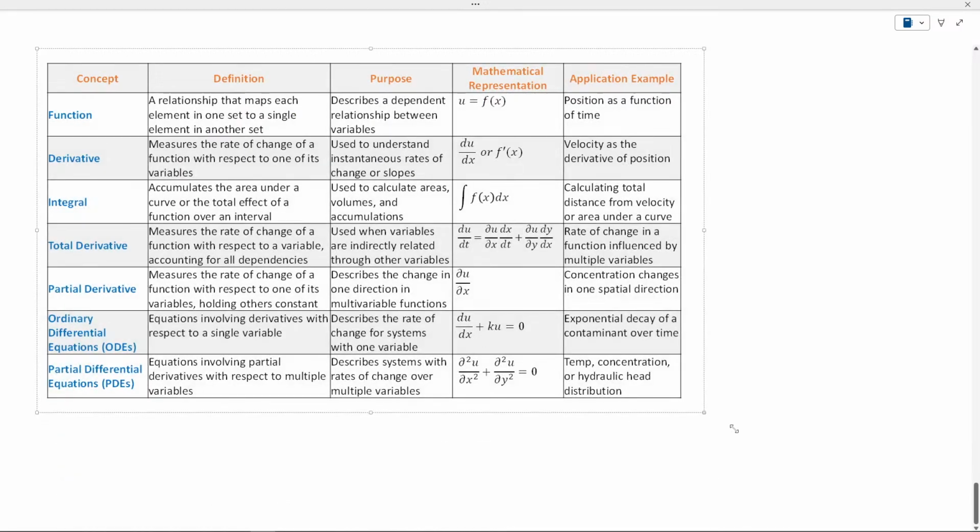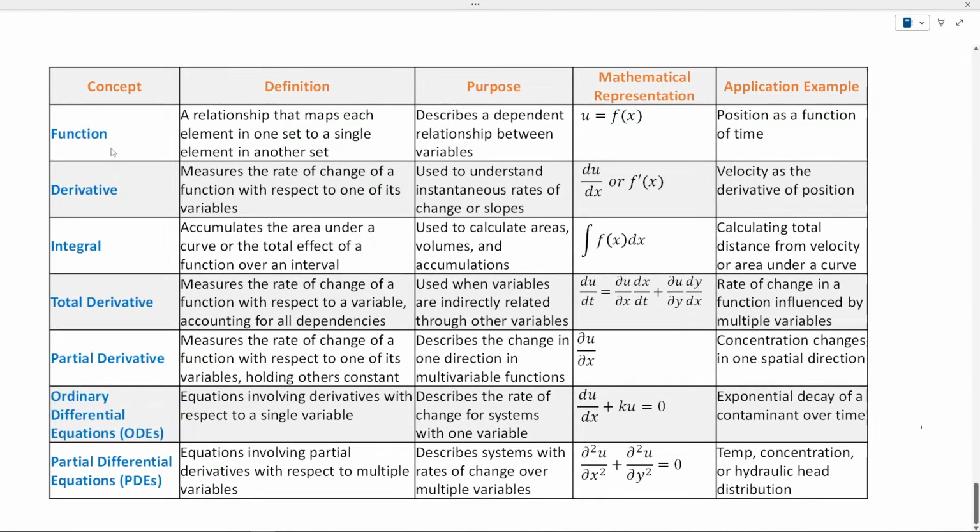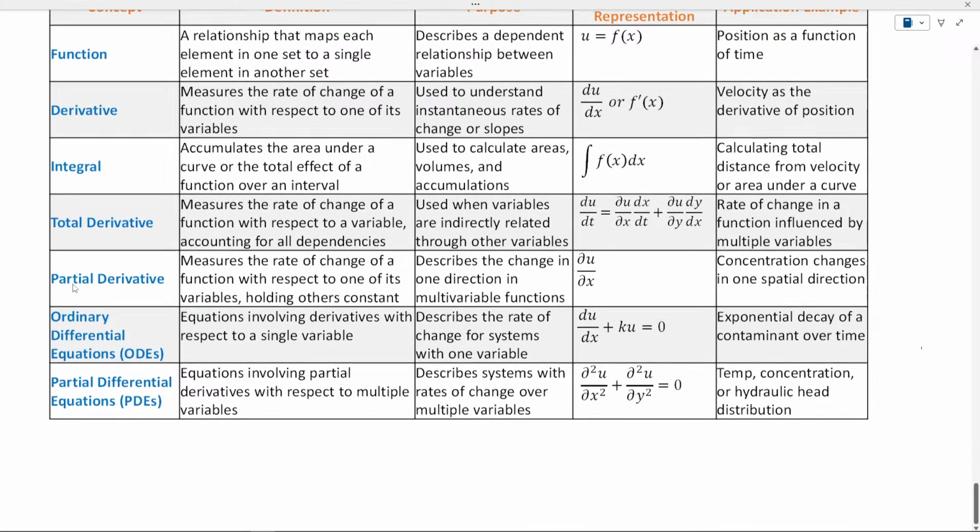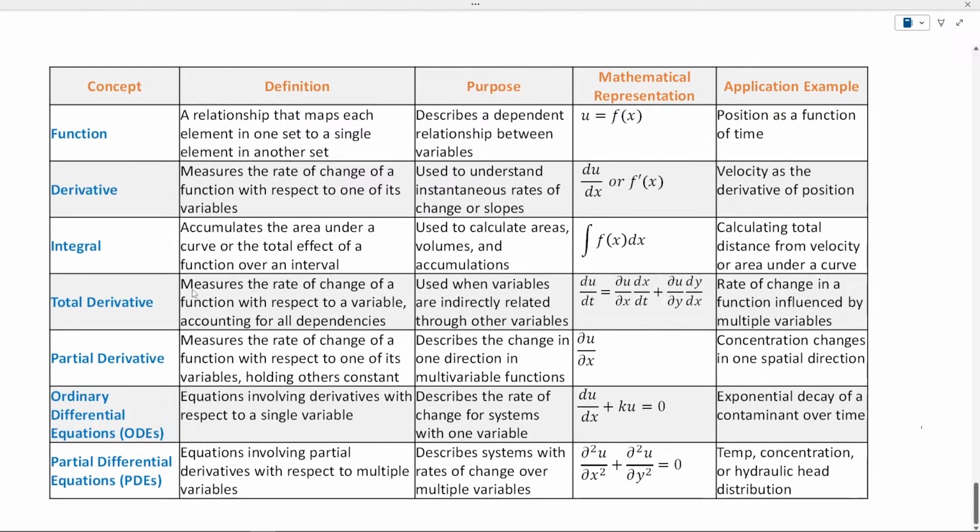I'll just summarize what we have been talking about. What's a function? What's a derivative? What's an integral? What's a total derivative? What's a partial derivative? ODEs and PDEs. I'm not going to go through it. I will leave it to you to read.